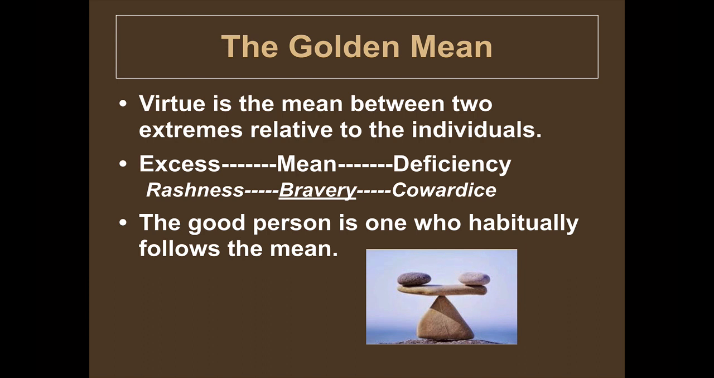And of course, vice is the same way. So for Aristotle, you can, of course, habitually become a bad person by not following the mean, right? By embracing other sorts of characteristics. So virtue ethics is really a combination of reason and the golden mean.